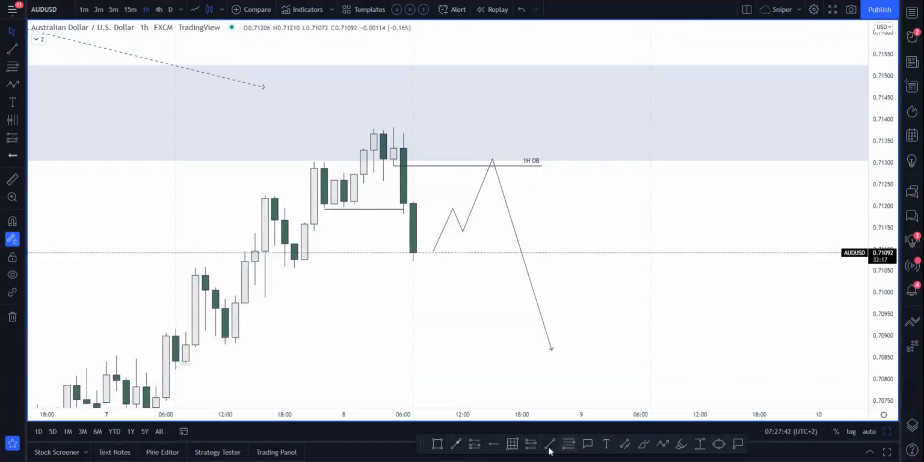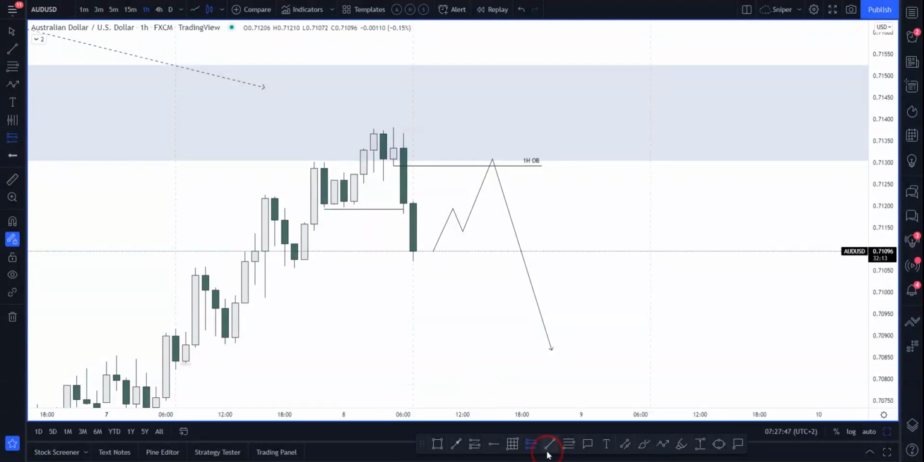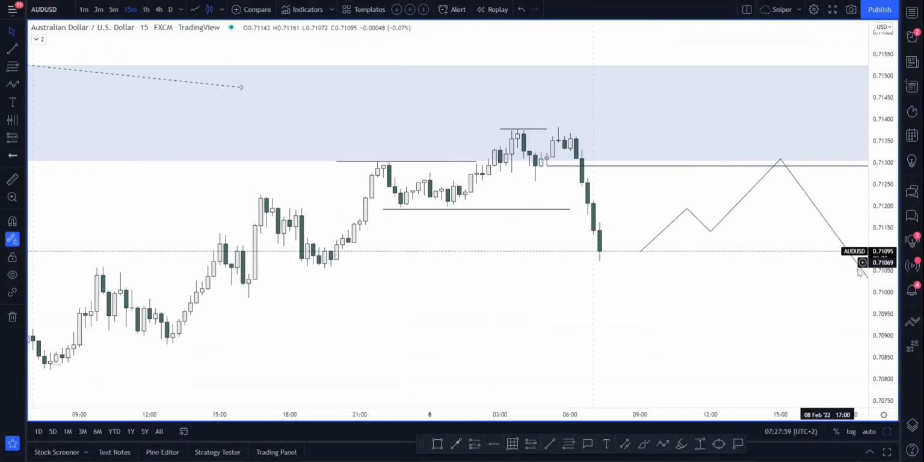Makes sense. We also could quote this as a sweep, where we have these highs broken above. We have this little wick there. And then we broke structure towards the downside. So it does look like a sweep pattern to me. So let's have a look at the 15-minute.